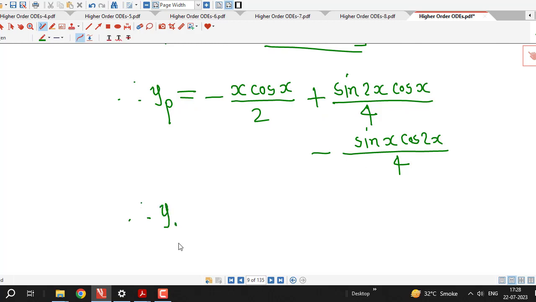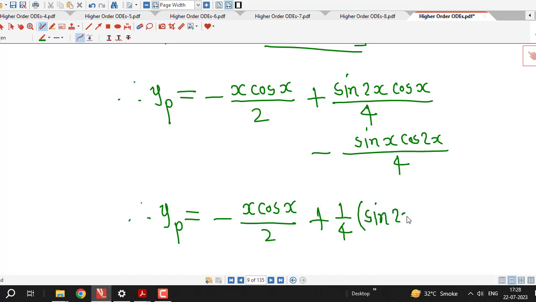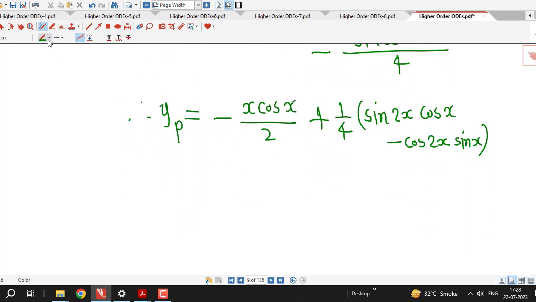And let me further simplify if it is possible. This is minus x cos x divided by 2. Here I can take 1 by 4 common, and in the bracket I will have sin 2x cos x minus cos 2x into sin x. Now you can see some formula here. This is sin 2x into cos x minus cos 2x into sin x.